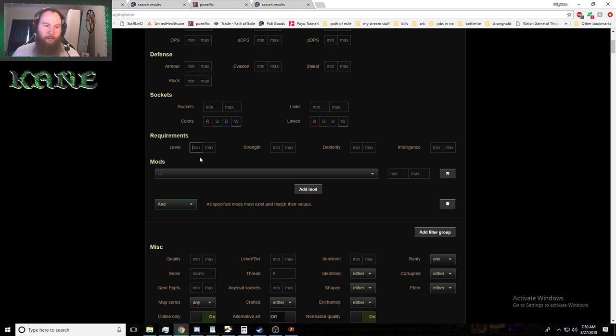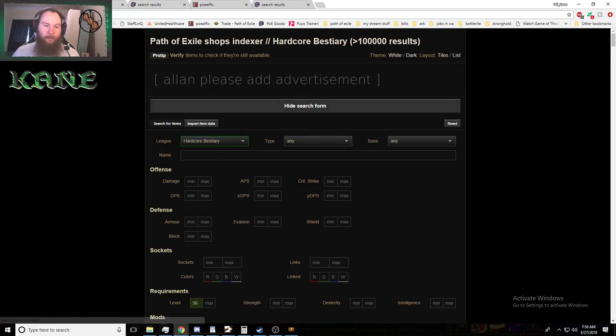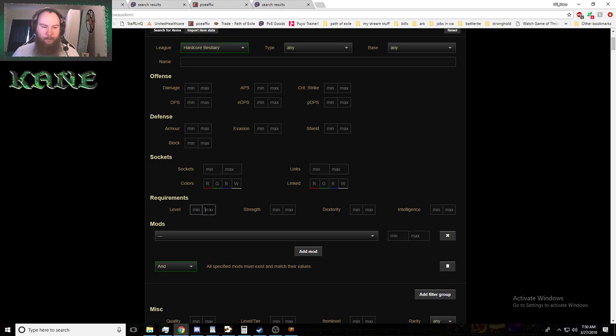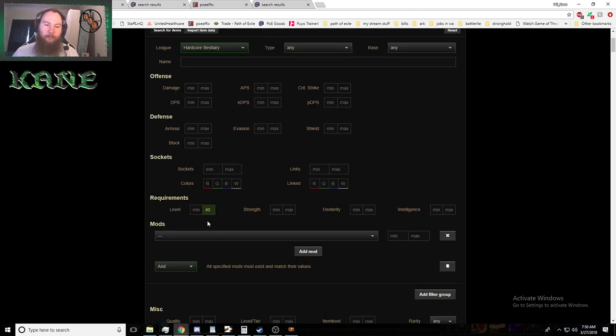This is your level requirement. Say you want an item that you can use at level 36 minimum. All these items will have at least that. So let's say you're leveling up and you're level 40. You want all the items to be at least level 40 or below. Now all these items should be level 40 or below.